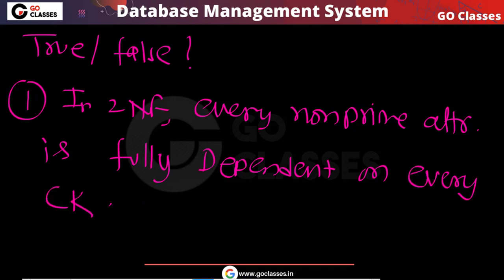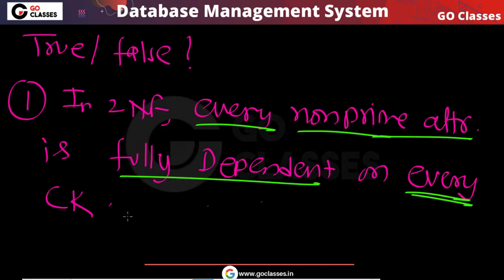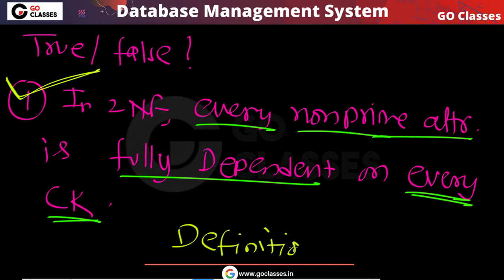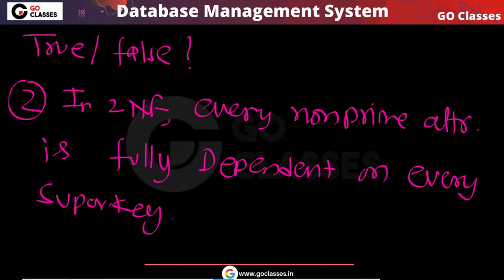So these are the three statements. Which is true, which is false? Think about it and tell me the answer. In 2NF, every non-prime attribute must be fully dependent on every candidate key. Yes, this is correct. This is the definition of 2NF. Now the second statement, that every non-prime attribute must be fully dependent on every super key, is false.